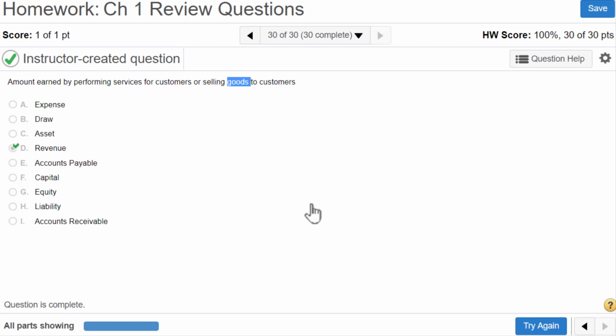So that's it for Chapter 1's review questions. I believe Chapter 1 has the most review questions. Future chapters will likely, well, except for Chapter 2, will likely have fewer review questions. So make sure you study these and you get to know them real well. If you have any questions about these, always send me an email on Canvas.